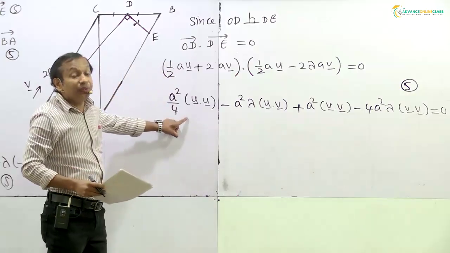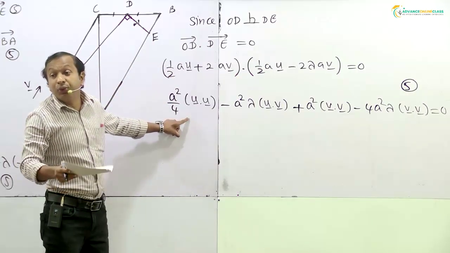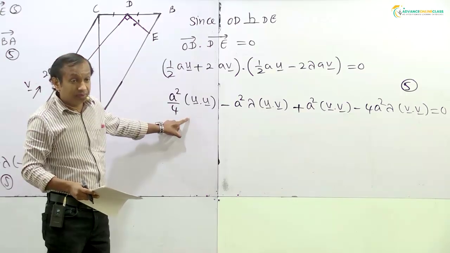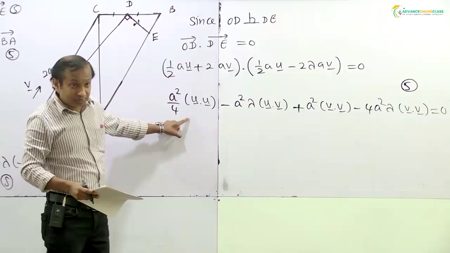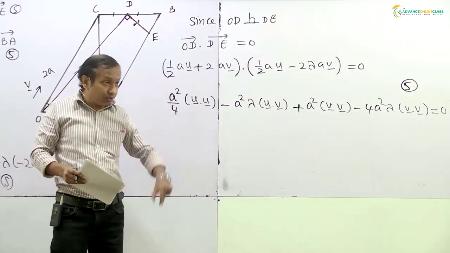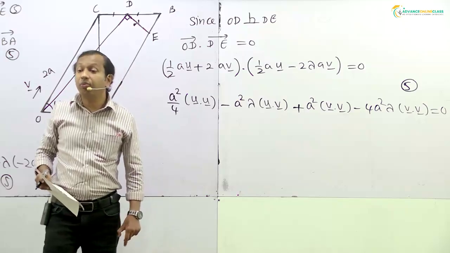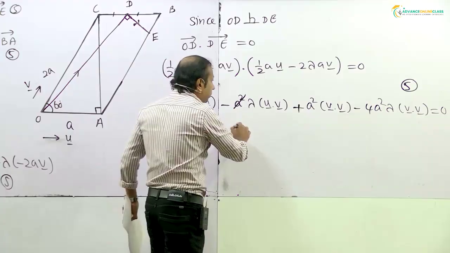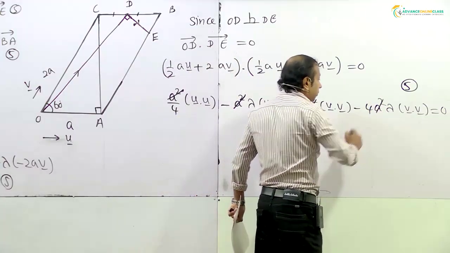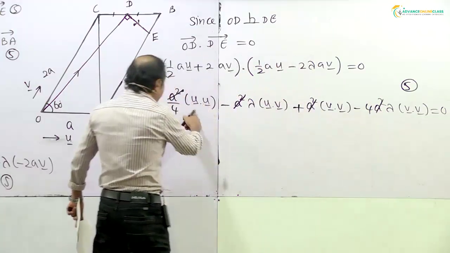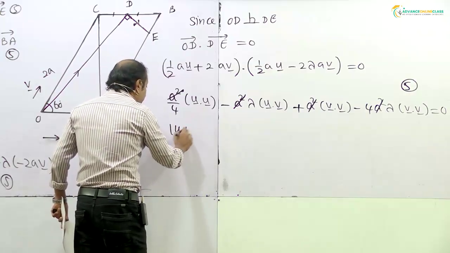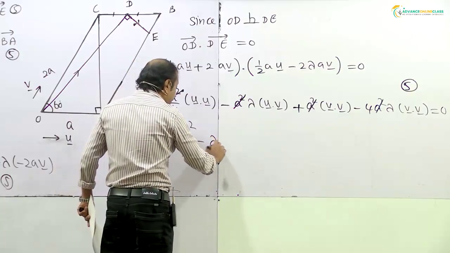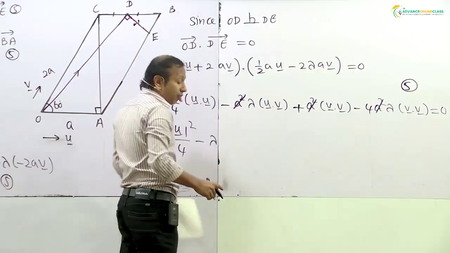What is U dot U? We know a dot a means what? Mod a squared. a dot a means mod a squared, no? Then U dot U means what? Mod U squared, right? Meantime, this a squared you can cancel down. U dot U means mod U perfect square divided by 4 minus lambda times U dot V. Define U dot V.